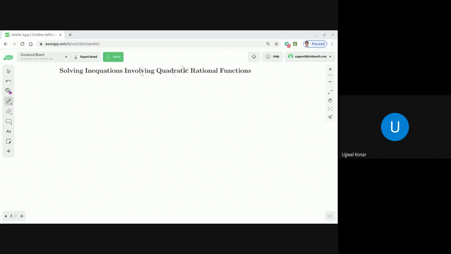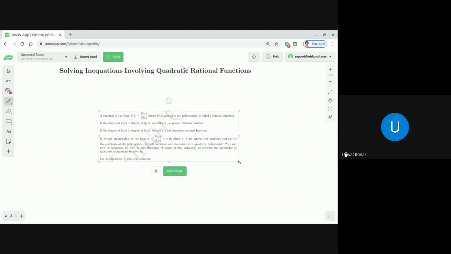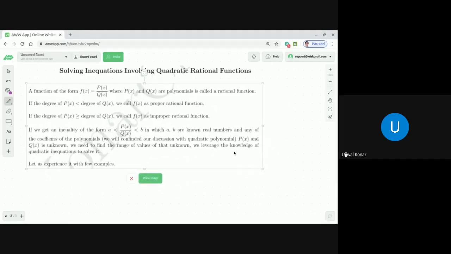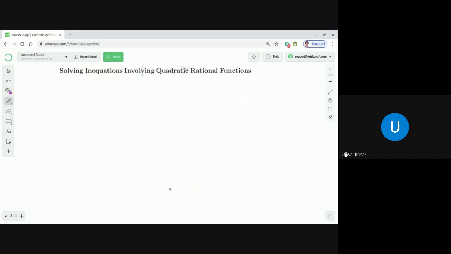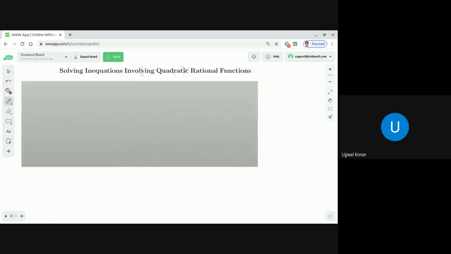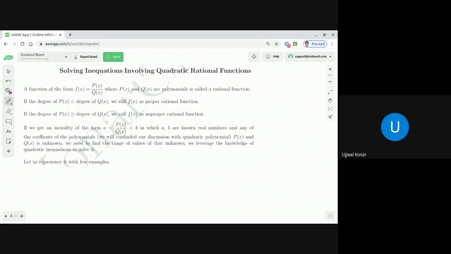If you remember, dear students, if you find any function f(x) equal to p(x) by q(x), where p(x) and q(x) are polynomials, it is called a rational function. If the degree of p(x) is less than the degree of q(x), we call it a proper rational function. Otherwise, if the degree of p(x) is greater than or equal to the degree of q(x), we call f(x) an improper rational function.